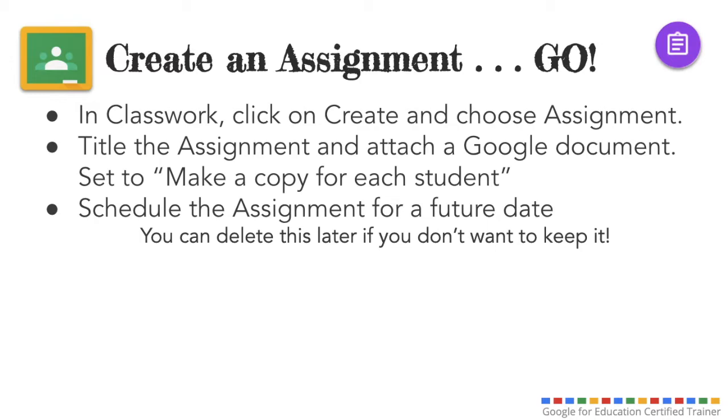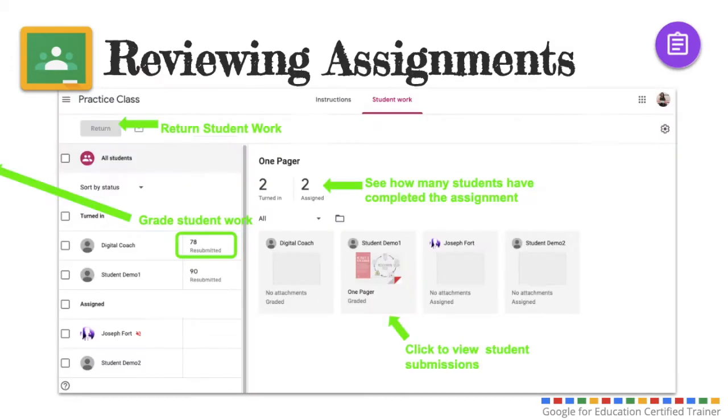Title the assignment, and again, attach a Google document, but this time let's set it to Make a Copy for Each Student. If this is not something you truly want to share with students, you can delete it later. I want you to again schedule the assignment for a future date. When you click View Assignment, you will be able to review individual student submissions.